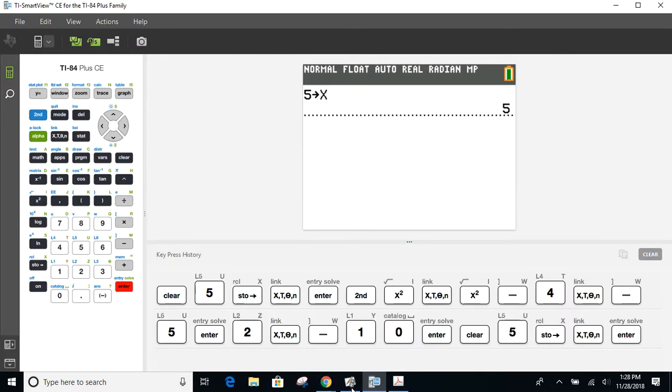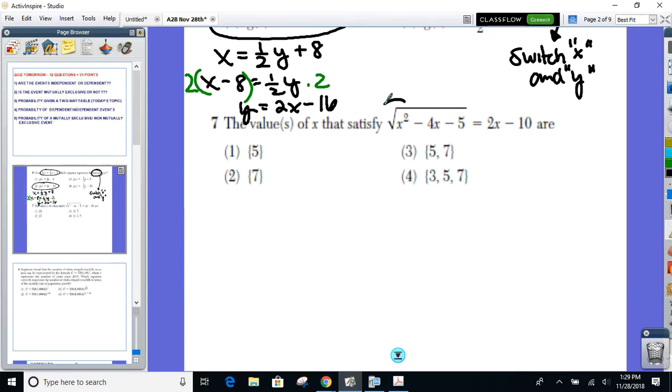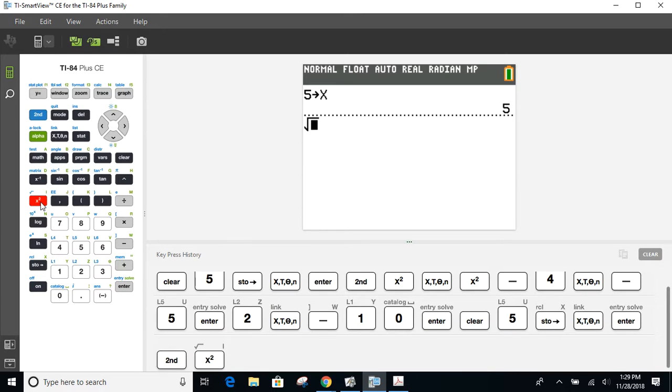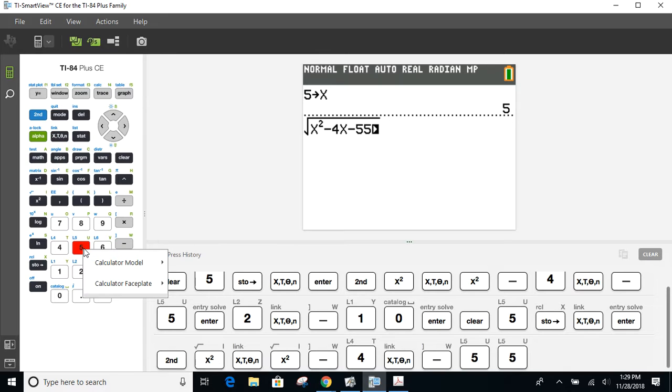Okay, now what you're going to have to do in your calculator is type in the left side, and then next step, type in the right side and make sure those things are equal. If they are equal, that's a solution. So here's what I'm talking about. We do square root of x squared minus 4x minus 5. See what that gives you.